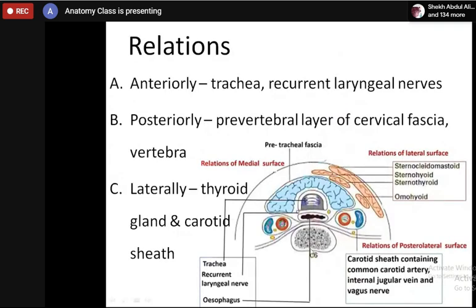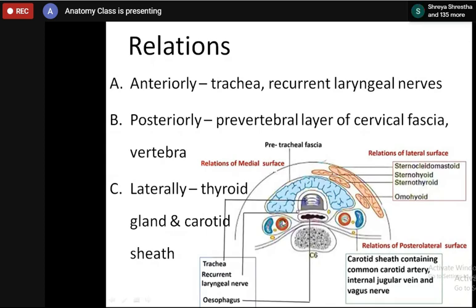Laterally, esophagus is related with the thyroid gland, one of the endocrine glands, seen here in transverse section. On either side of the esophagus, two lobes of the thyroid gland are present beside the carotid sheath, which includes the common carotid artery, internal jugular vein, and vagus nerve. These are the structures related on the lateral aspect.